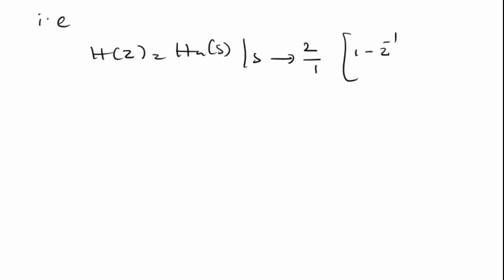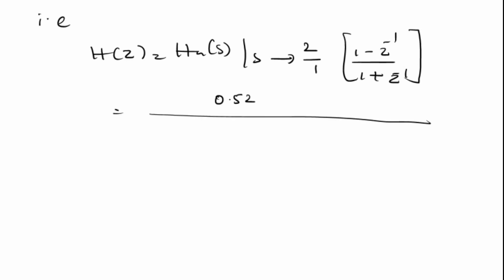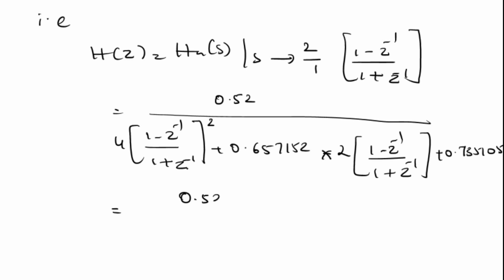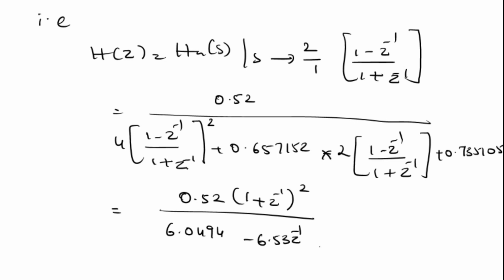That is, h of z is equal to HA of S at S replaced by 2 by 1 into (1 minus Z inverse) divided by (1 plus Z inverse), which is equal to 0.52 divided by 4 into [(1 minus Z inverse) divided by (1 plus Z inverse)] whole square plus 0.657152 into 2 into (1 minus Z inverse) divided by (1 plus Z inverse) plus 0.735105, which is equal to 0.52 into (1 plus Z inverse) whole square divided by 6.0494 minus 6.53 Z inverse plus 3.42 Z to the power minus 2.